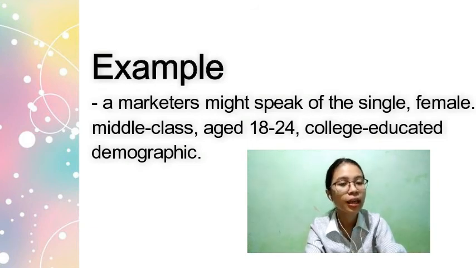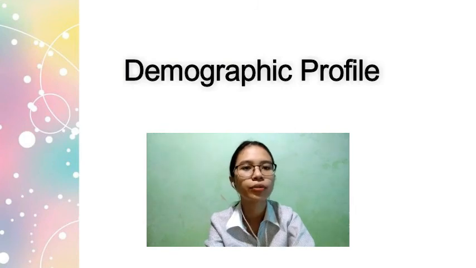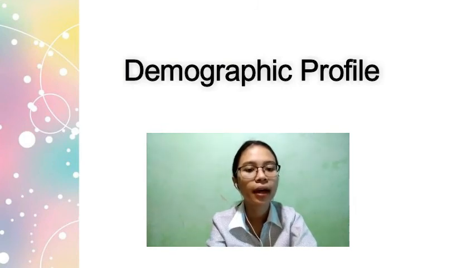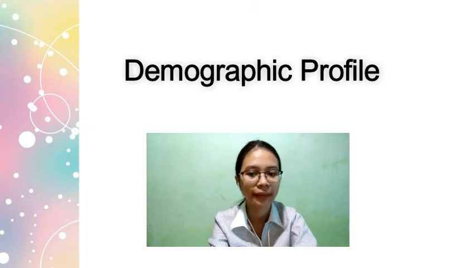demographic. In examining demographics, marketers typically have two objectives in mind. First, to segment the market by determining which subgroups exist in the overall population. Second, to create a clear, complete picture of the characteristics displayed by typical members of each segment. Once you have gathered information by the use of demographic profiling, marketers can use it to develop the targeting strategy and complement the marketing strategy and marketing plan.